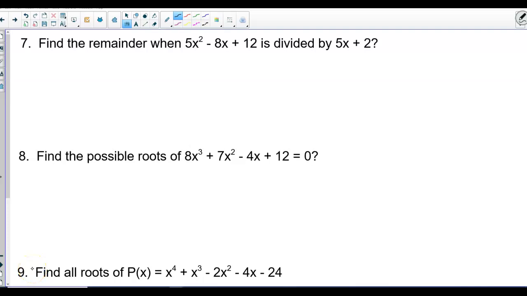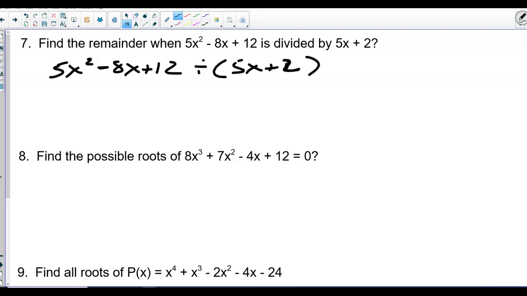So anytime we're trying to divide things, we can do long division, we can do synthetic division. My advice is always to do synthetic division. So if you're given a problem such as this, divided by 5x plus 2, we're going to do synthetic division where we use the box and we drop that first term.